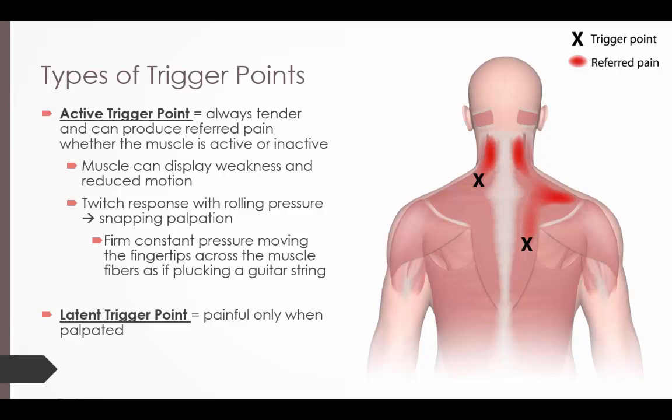This response is sometimes called a jump sign, but that is incorrect. A jump sign is a reflex response, but it is a reaction to wincing or withdrawal by the patient. A latent trigger point is painful only when it's palpated. Normal muscles do not have areas of tenderness, sites that elicit local twitch response, or palpably taut bands.